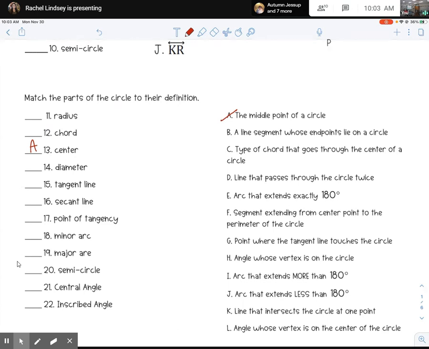What is the line segment whose endpoints lie on a circle? So it's a segment that doesn't go through the circle. It stops at the circle. Is it a chord, a secant, a tangent? Is it a chord or a secant? It's a chord. A chord stops on the circle.